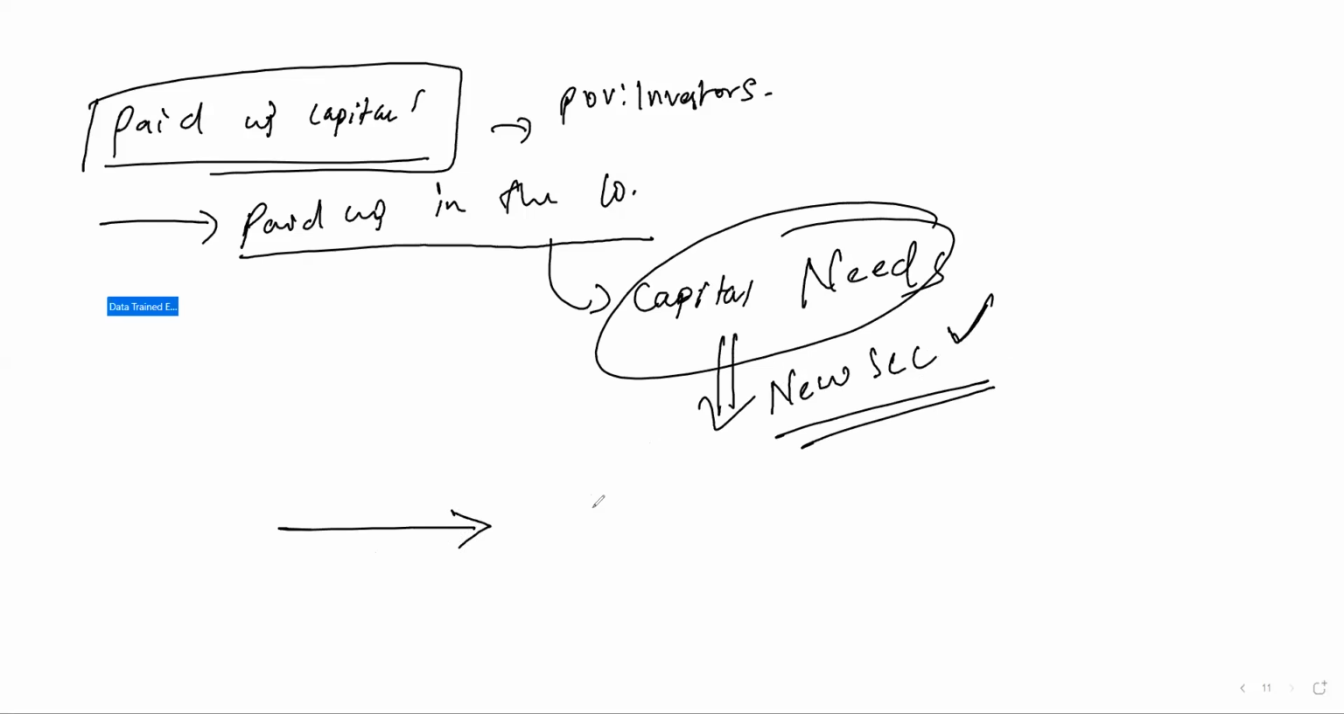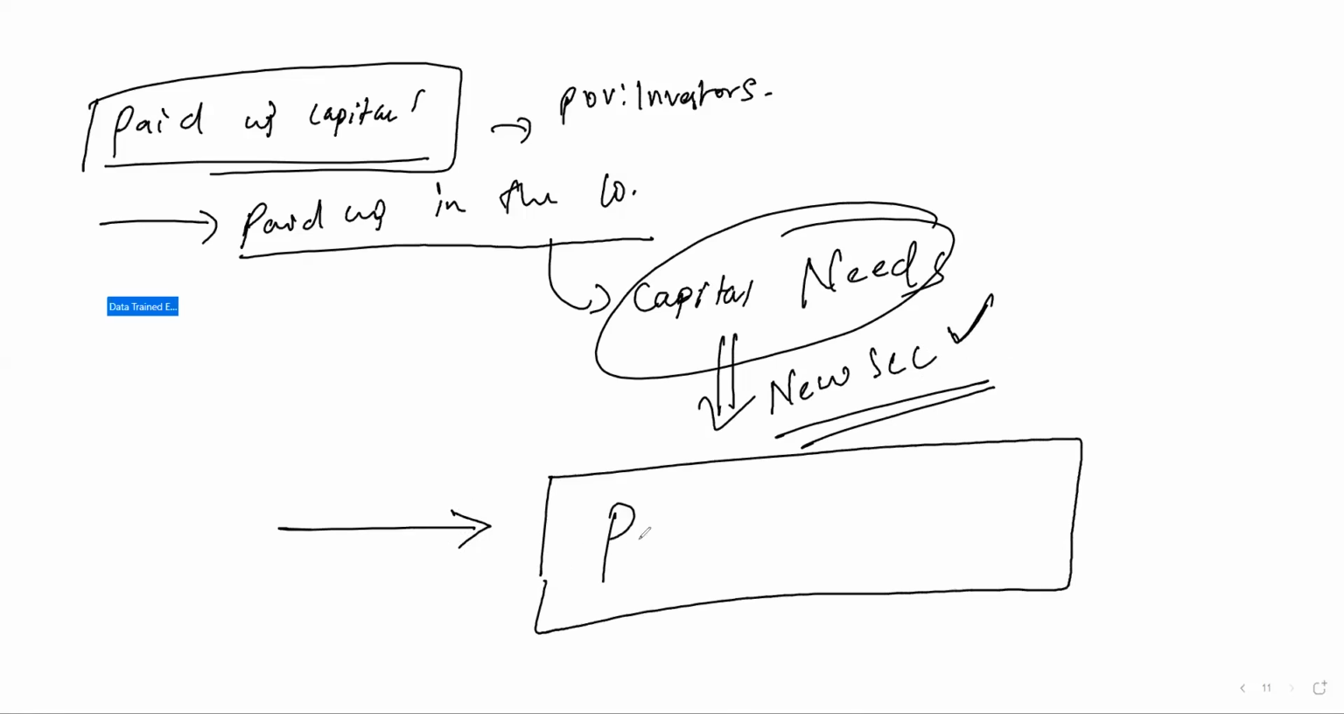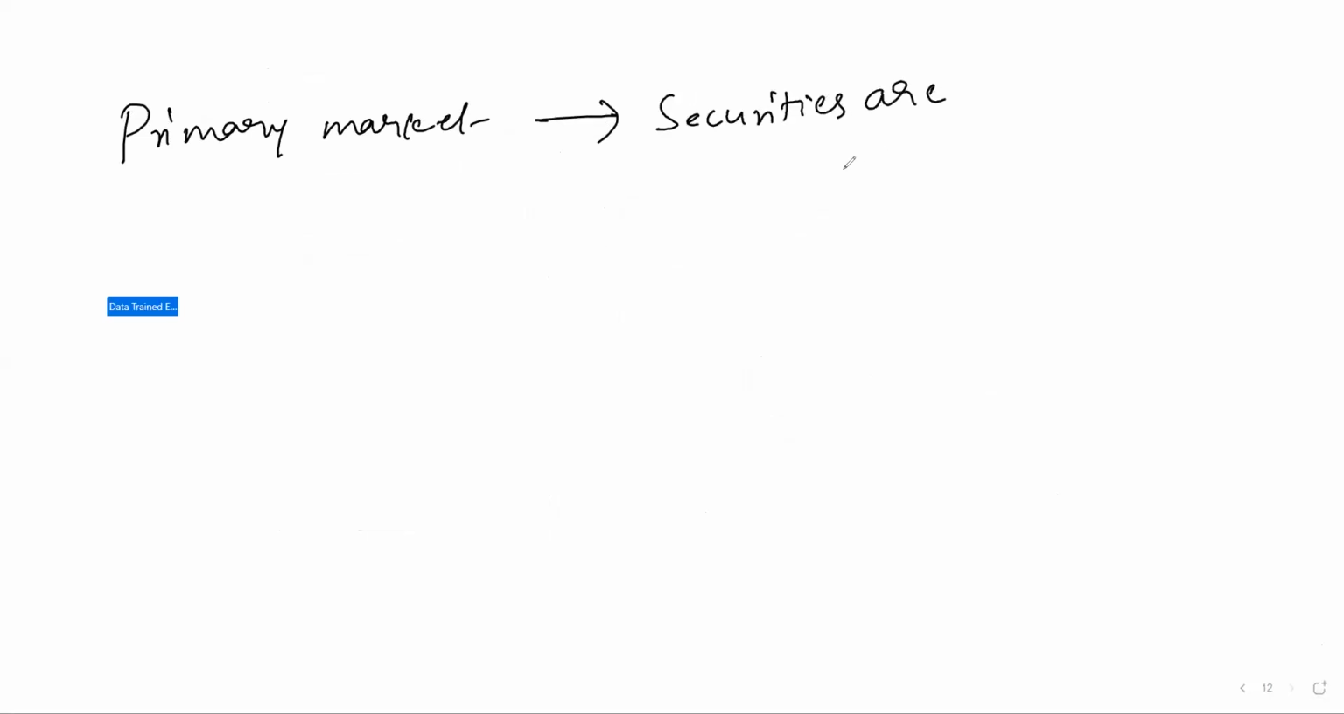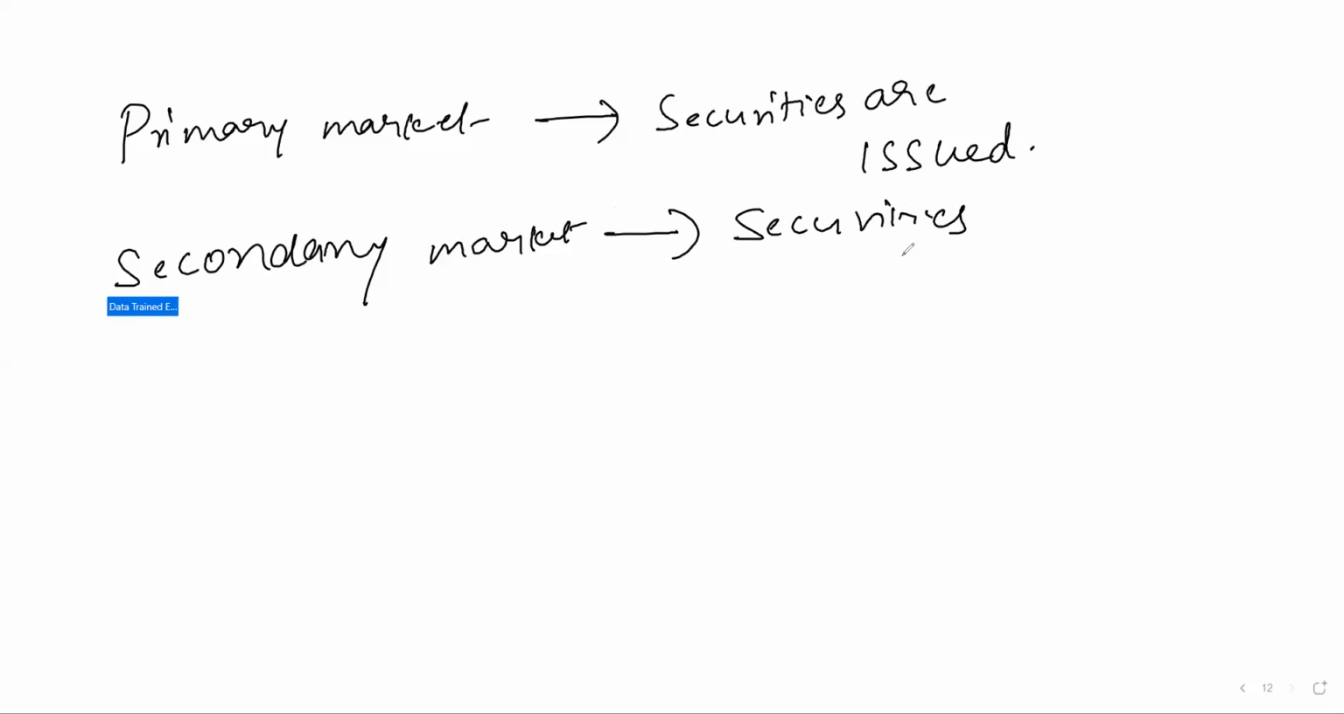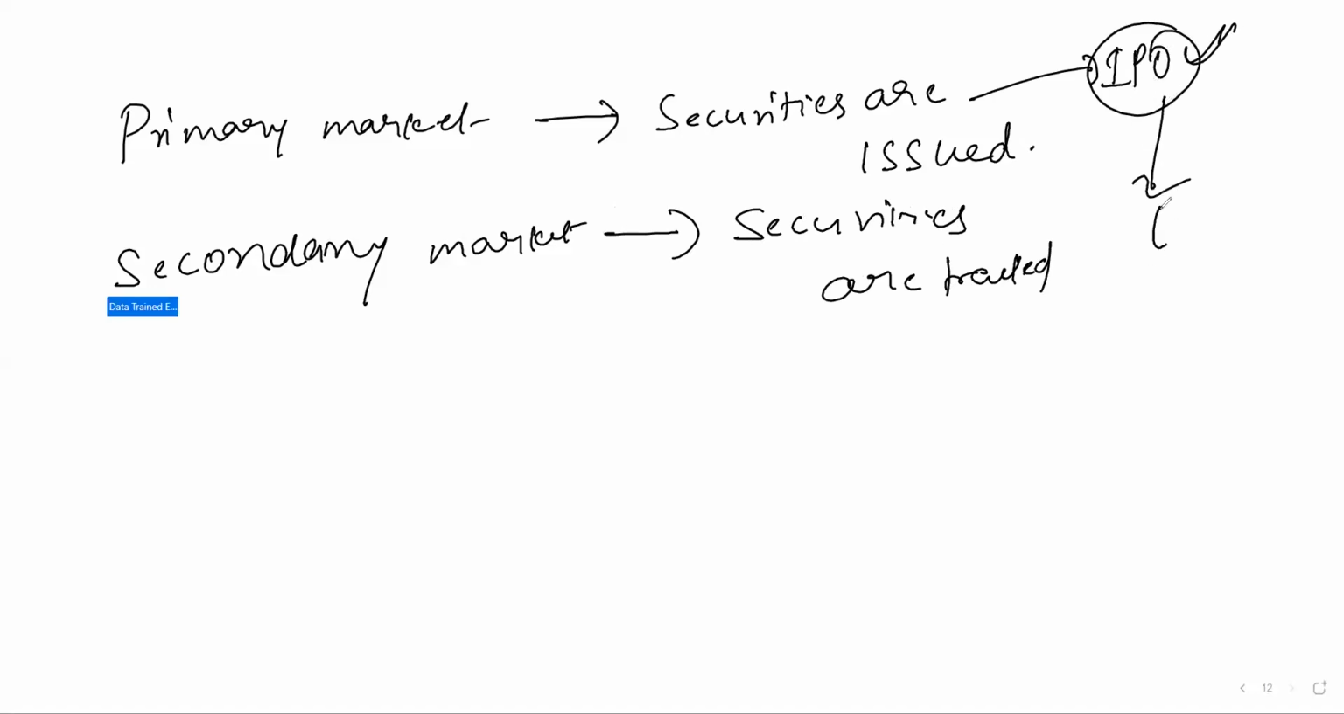The place where these securities are issued for the first time is called the primary market. If I define it in one word, the primary market is a place where securities are issued. On the other hand, the secondary market is the place where securities are traded. So an IPO, initial public offering, happens in the primary market. Once the IPO is listed, it will be traded among investors in the secondary market.